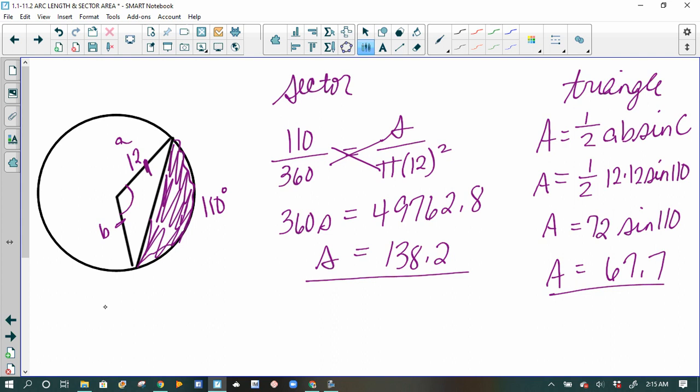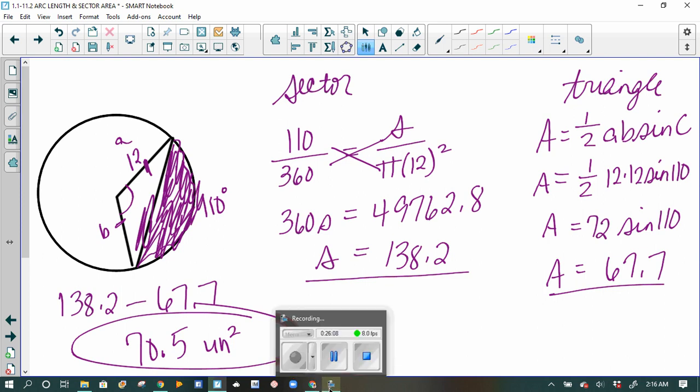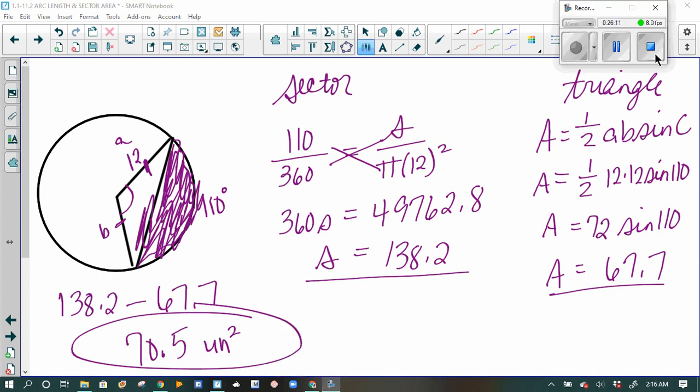So your whole slice of pizza is 138. Let's try writing that one more time. So the whole slice of pizza is 138.2, and we're going to eat 67.7. We get 70.5. And that would be units squared, whatever units they were. So that is how much the crust is. So that is it on this lesson. And that is all you have to do for this week, is 11.1 and 11.2.